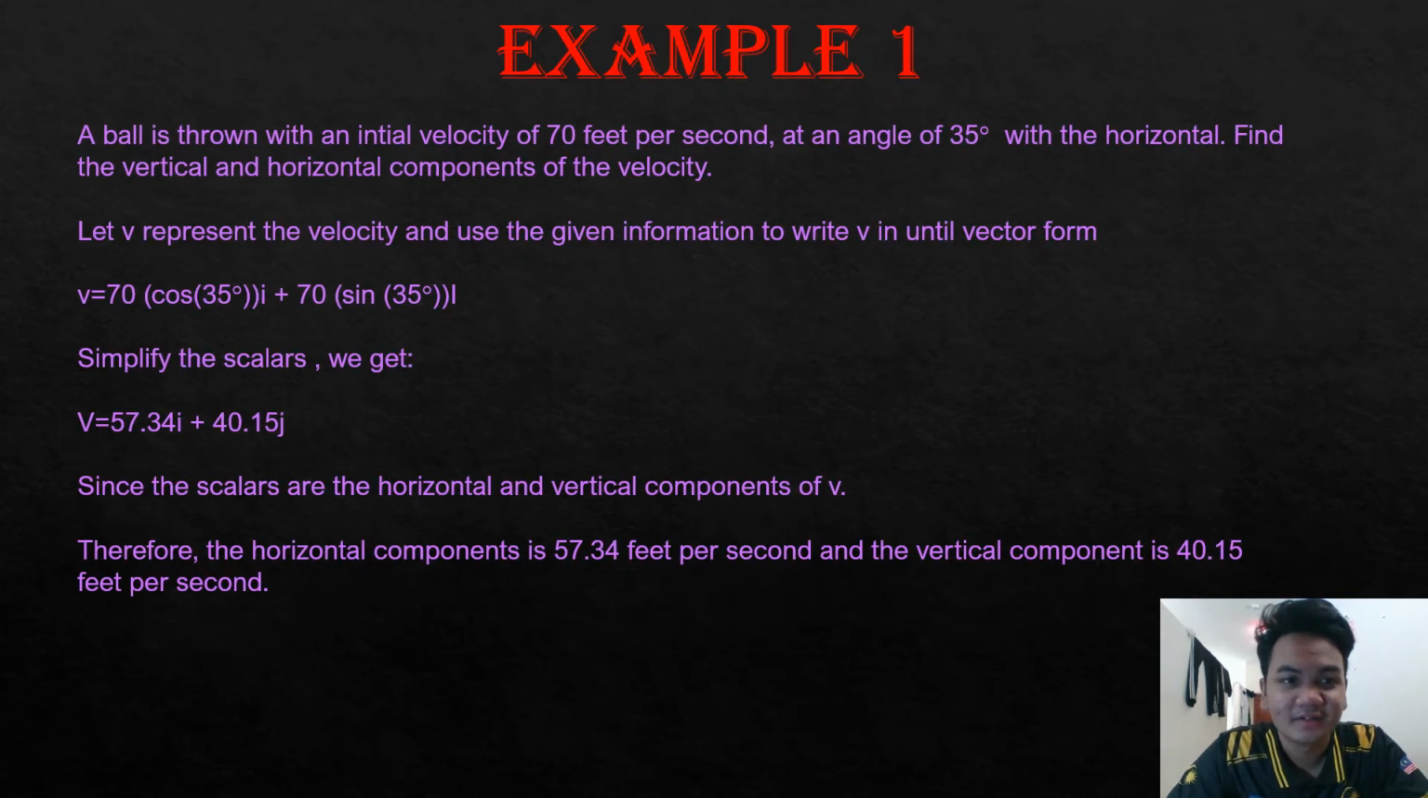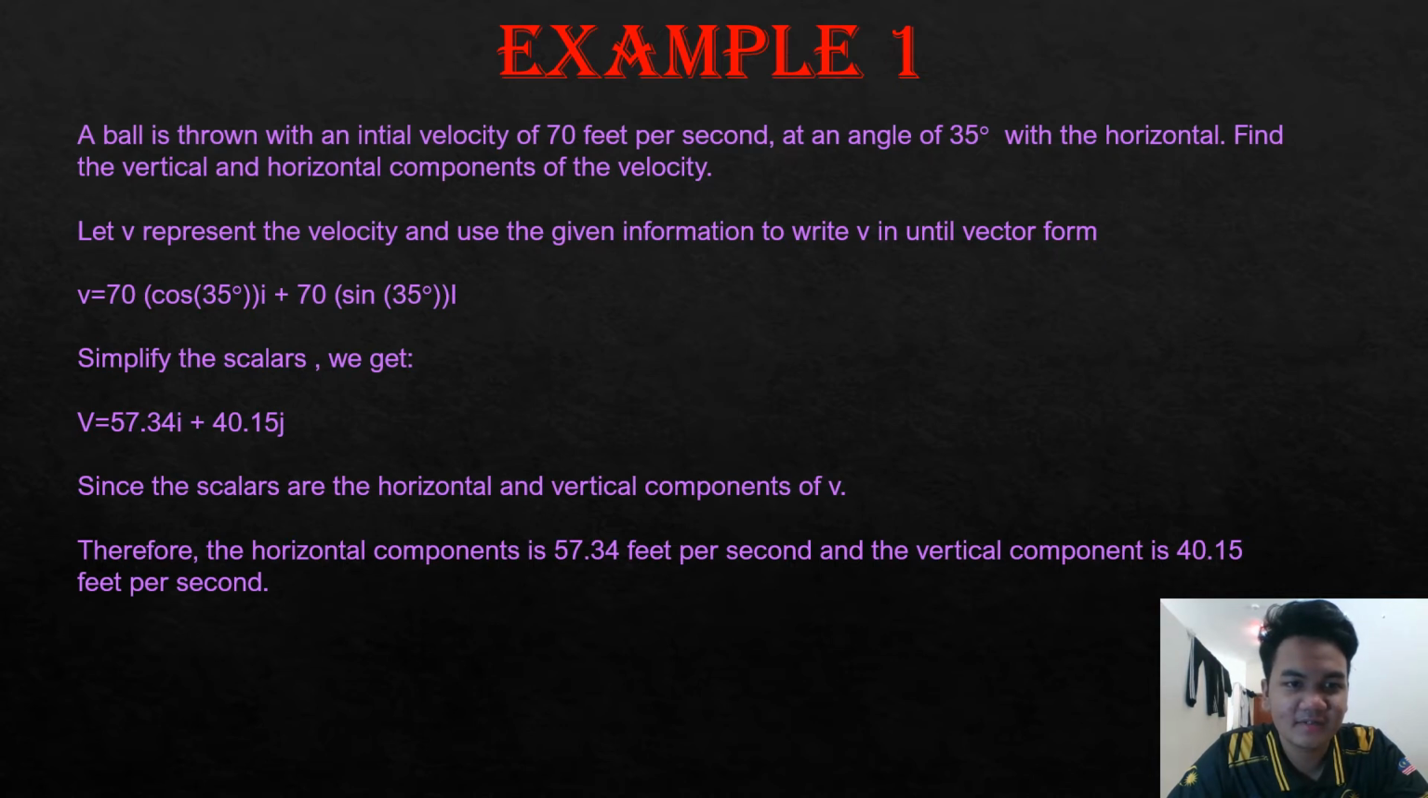Example 1. A ball is thrown with an initial velocity of 70 feet per second at an angle of 35 degrees with the horizontal. Find the vertical and horizontal component of the velocity. Let V represent the velocity and use the given information to write V in unit vector form. V sama dengan 70 cos 35 darjah i tambah 70 sin 35 darjah j.